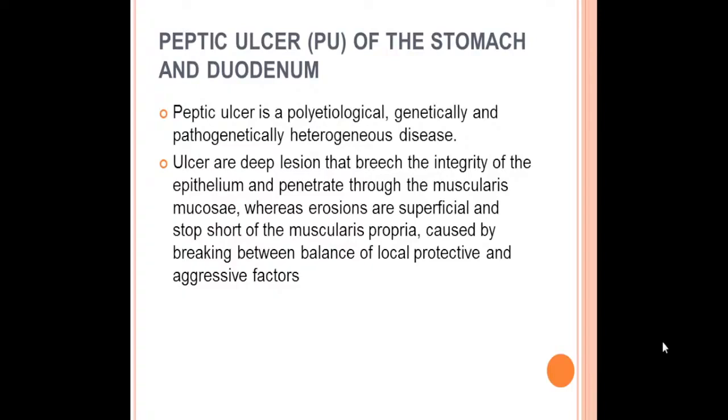pathogenetically heterogeneous disease. Ulcers are deep lesions that breach the integrity of the epithelium and penetrate through the muscularis mucosa, whereas erosions are superficial and stop short of the muscularis propria, caused by a break in the balance between local protective and aggressive factors. Next time we will speak about the scale of balance.